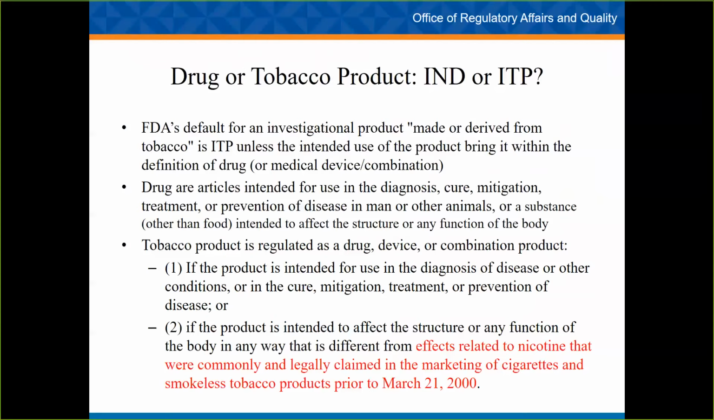So a tobacco product is regulated as a drug, medical device, or combination if it's intended for use in diagnosis of disease or conditions, or to cure, mitigate, treat, or prevent disease, or if the product is intended to affect the structure or any function of the body that's different than the effects related to nicotine that weren't commonly or legally claimed prior to 2000.